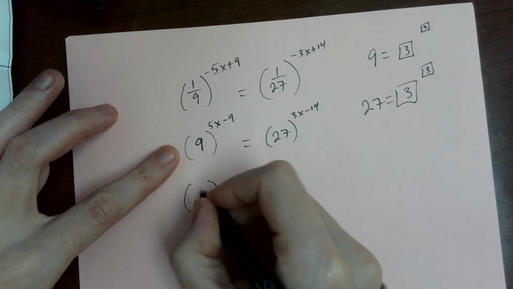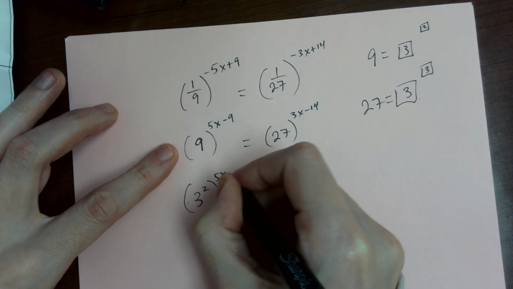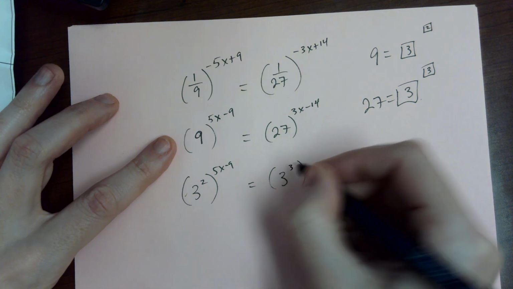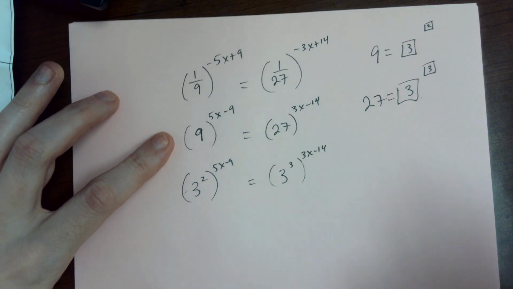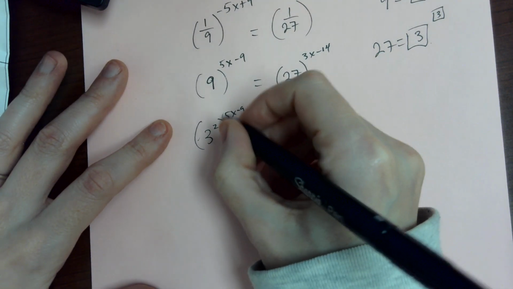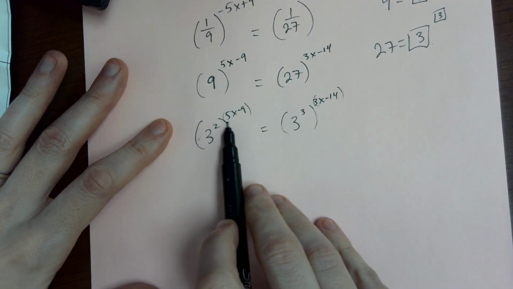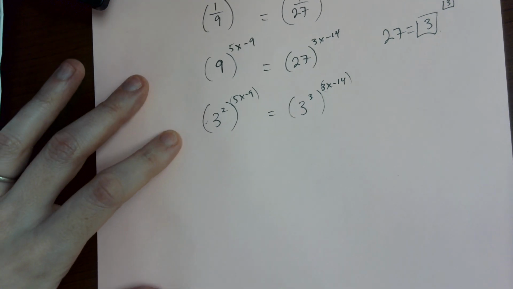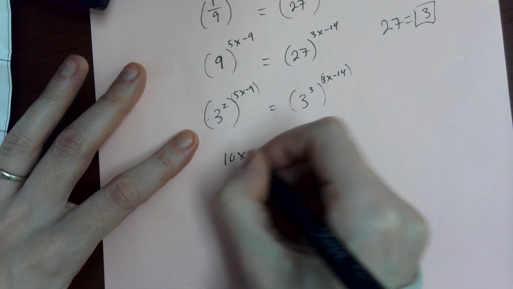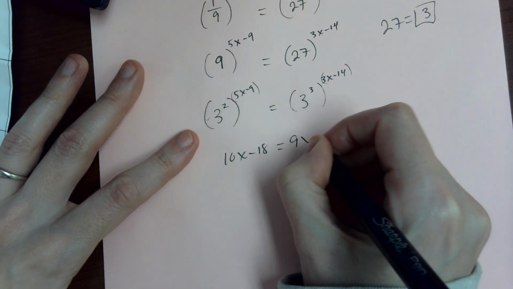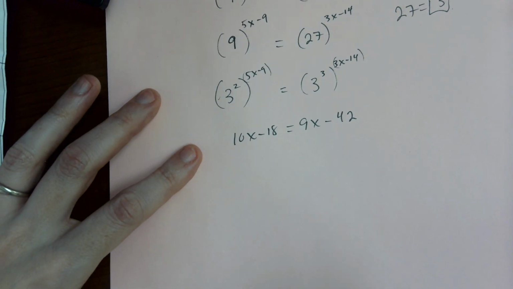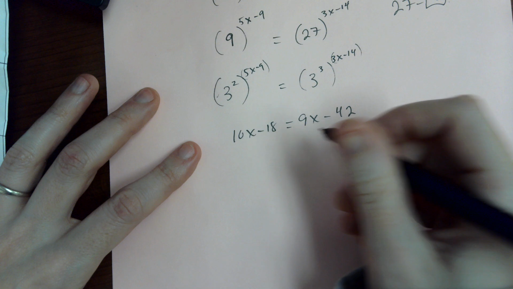according to my side work, instead of a 9, I could write 3 to the second. And then instead of a 27, I could write 3 to the third. Okay, so now I have the same base on both sides. I have a base of 3, so I will distribute the inner exponent into the outer, like binomial exponent, and I'll just drop the bases. So this is 10x minus 18, 9x minus 42. Okay, so I'll just solve from there.